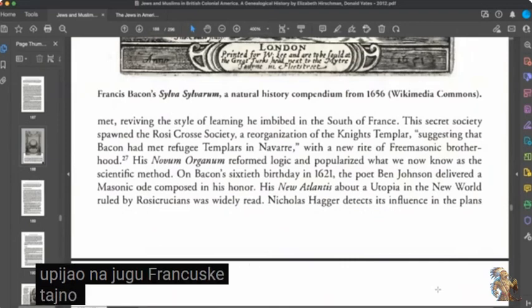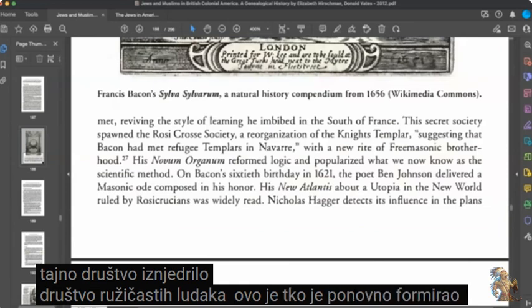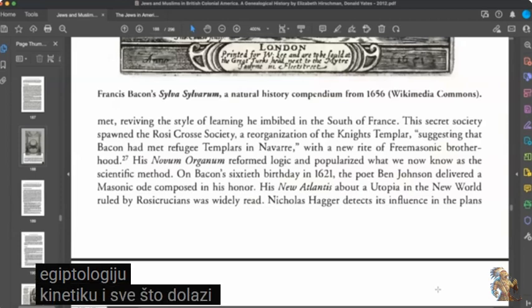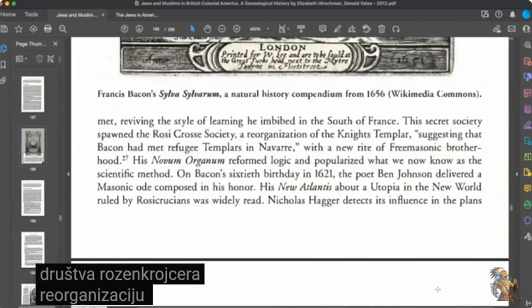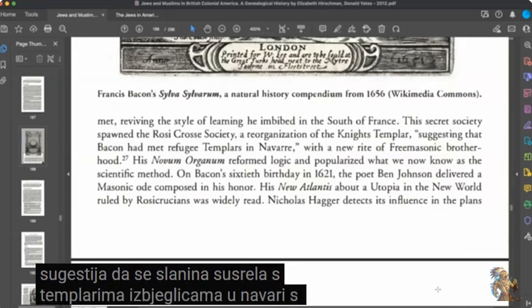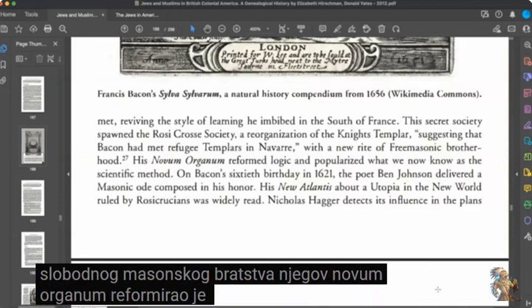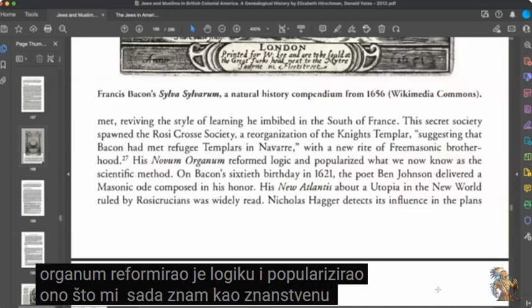The secret society spawned the Rosicrucian Society. This is who formed the Rosicrucians. Again, Egyptology, Kemetic, and all that comes from the Rosicrucian Society, a reorganization of the Knights Templar, with the suggestion that Bacon had met refugee Templars in Navarre with a new rite of Freemasonic brotherhood. His Novum Organum reformed logic and popularized what we now know as the scientific method.